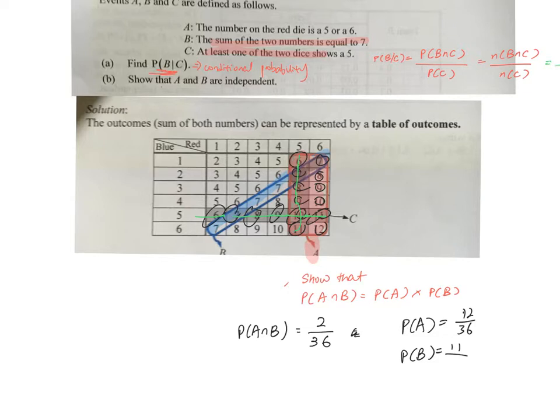No, sorry, I got it wrong. This is not my B. My B is actually over at this side, where I need the sum of the two numbers to be equal to 7. So it's only 1, 2, 3, 4, 5, 6. There are only 6 ways. So instead of 11, it should be 6.